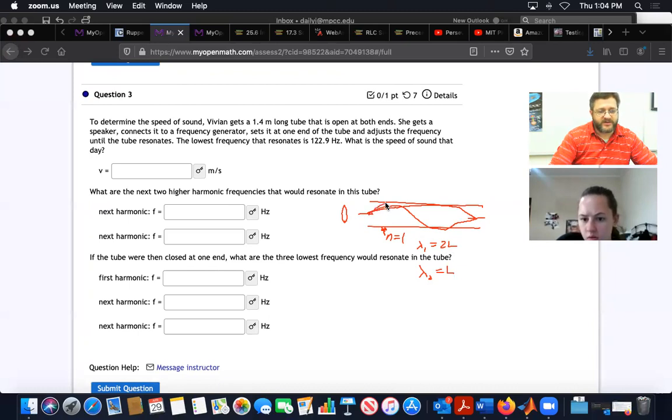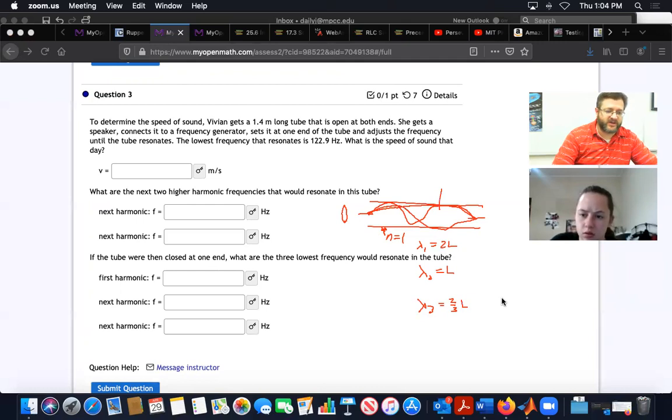And then, of course, it goes up, down for the third one. And that's 1.5 waves in there. So that's where lambda 3 is equal to 2/3 of the length, and so on, right? And so that's the same kind of thing that you're doing here.